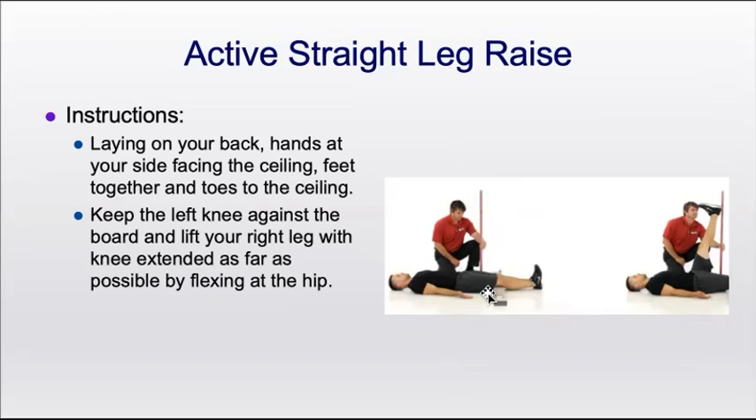So the person lays on their back, and when they're told to, they will complete 3 repetitions of an active straight leg raise, where they're flexing at the hip and keeping the knee perfectly straight and trying to bring their leg up as high as possible.